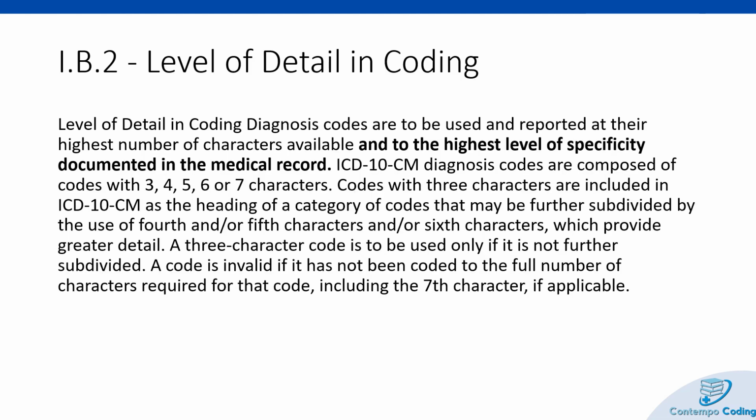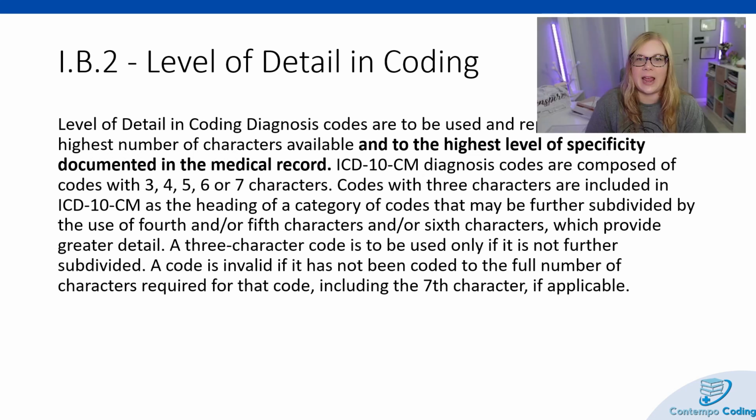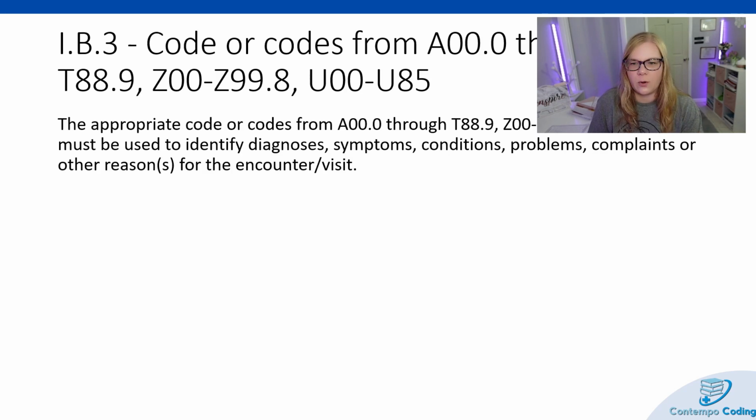So in 1B2, our general coding guidelines, there was an important clarification on the level of specificity and how that level of specificity has to be documented in the medical record. So we're supposed to code to the highest extent that we can, but that extent needs to be in the medical record. We can't just pick a higher level of specificity in the EMR when that documentation does not support it, or code to a level of specificity that is not in the documentation just because we don't want to use an unspecified code.